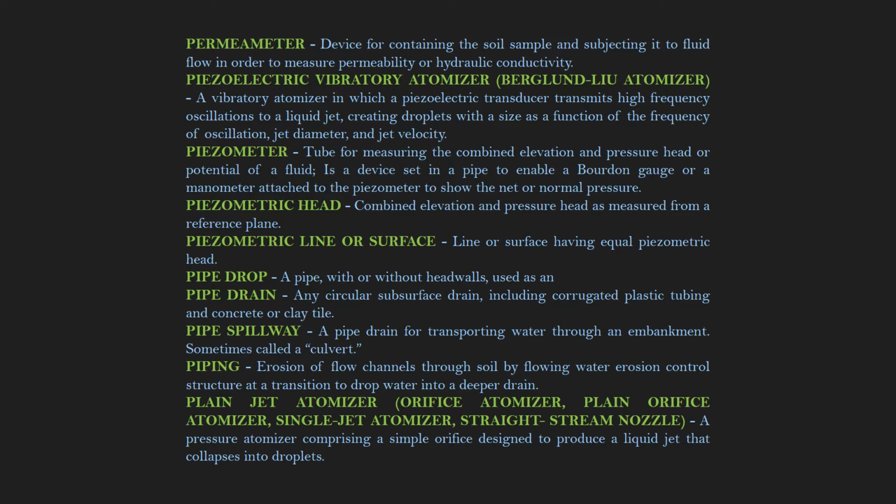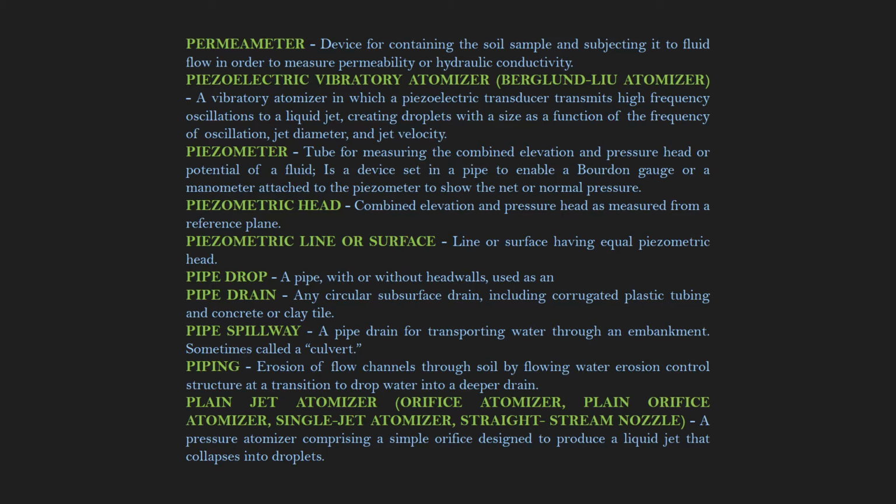Piezoelectric vibratory atomizer, Berglund-Liu atomizer. A vibratory atomizer in which a piezoelectric transducer transmits high-frequency oscillations to a liquid jet, creating droplets with a size as a function of the frequency of oscillation, jet diameter and jet velocity.